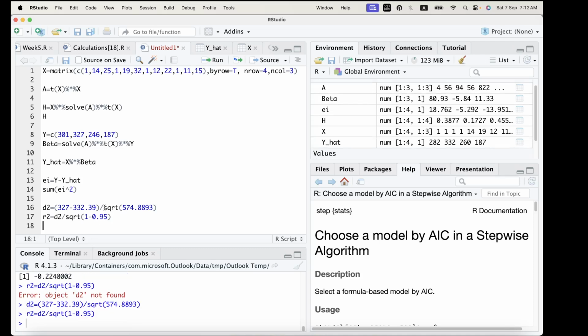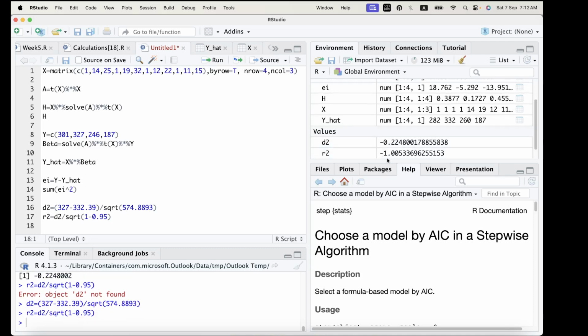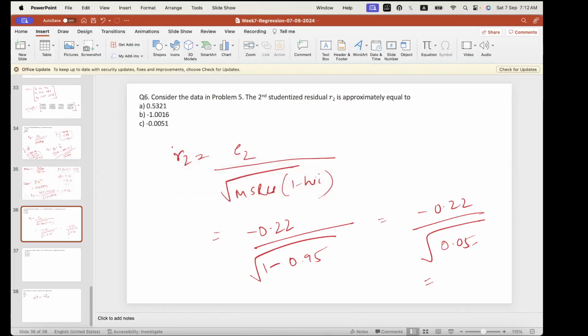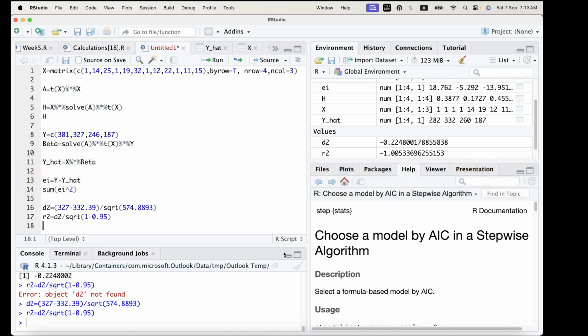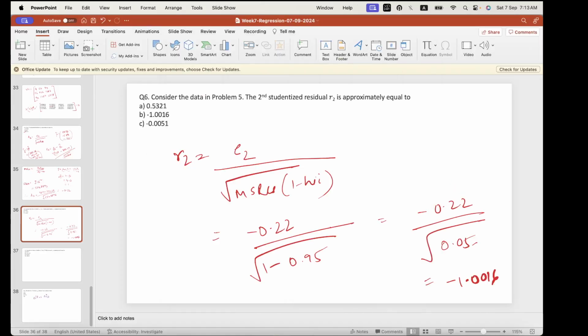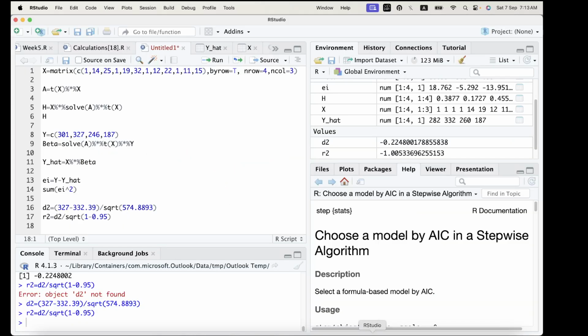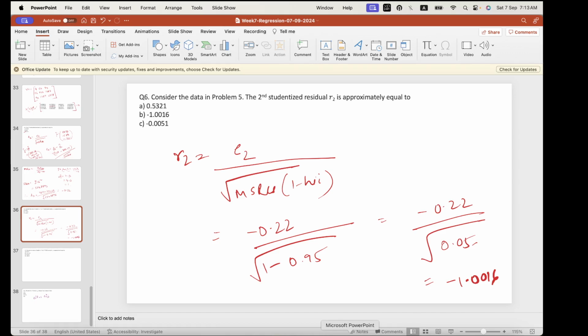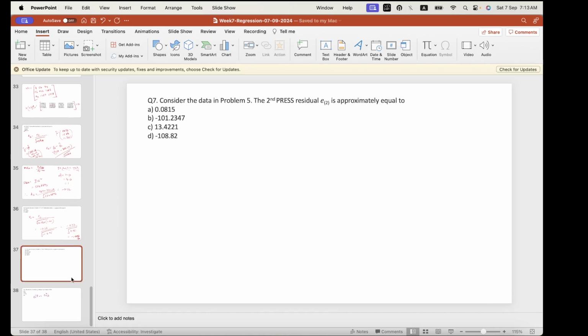So that will be minus 1. Alright, so then this is the answer. It will be minus 1.0016, and that's the answer. Alright, moving on.